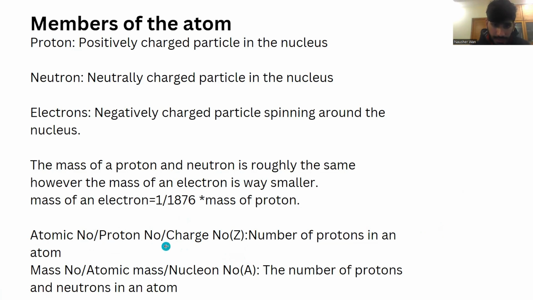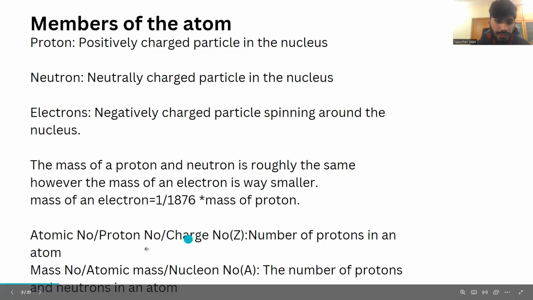Whenever you see any of these names, or you see the symbol Z, you should know that they're referring to the number of protons inside of that element. So the number of protons inside that element is the atomic number, the proton number, or the charge number. And likewise, if it is a neutrally charged particle, this is to say that it has no charge on it, the number of protons and the number of electrons are equal in that case.